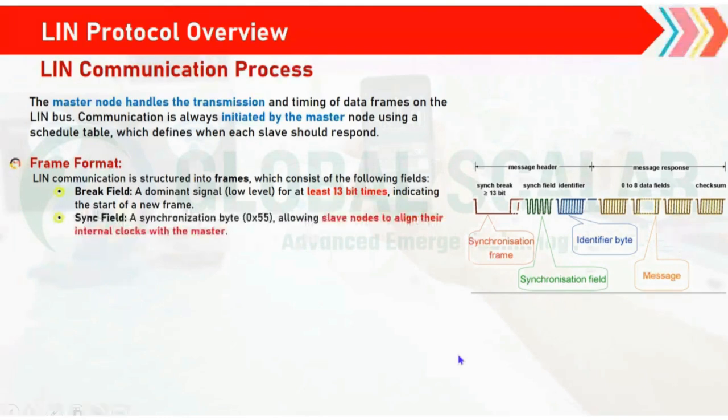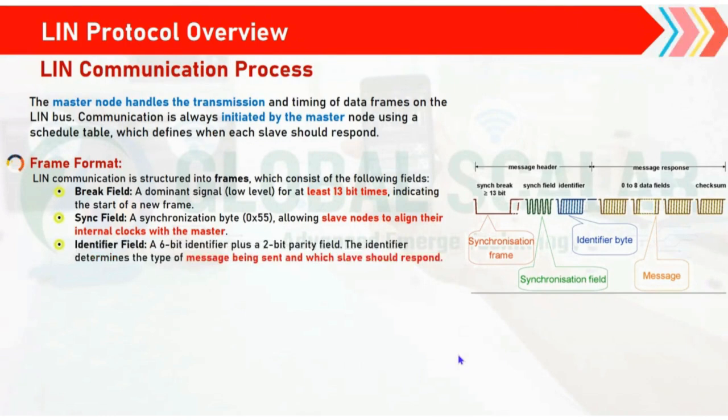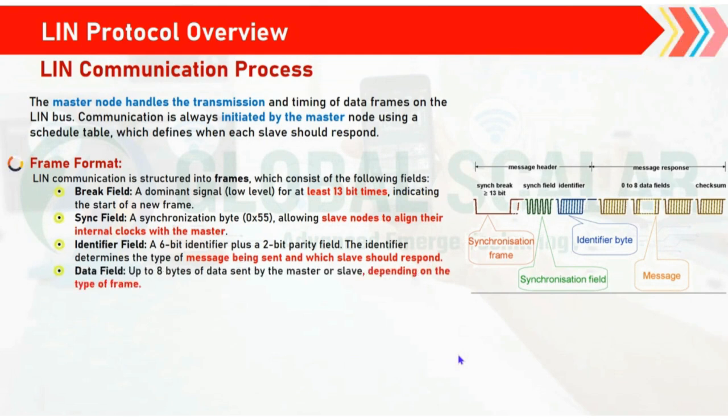And next, we have the sync field. It is the synchronization byte, which allows the slave nodes to align their internal clock with the master. Then the identifier field, a 6-bit identifier plus a 2-bit parity field. This identifier determines the type of the message being sent and which slave should respond. Data field, up to 8 bytes of data sent by the master or the slave, depending on the type of the frame. Checksum field, a checksum to verify the integrity of the transmitted data.